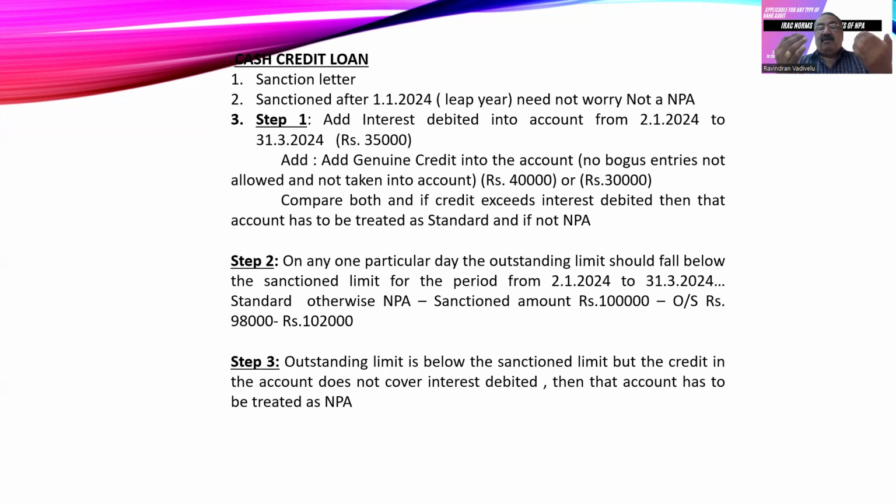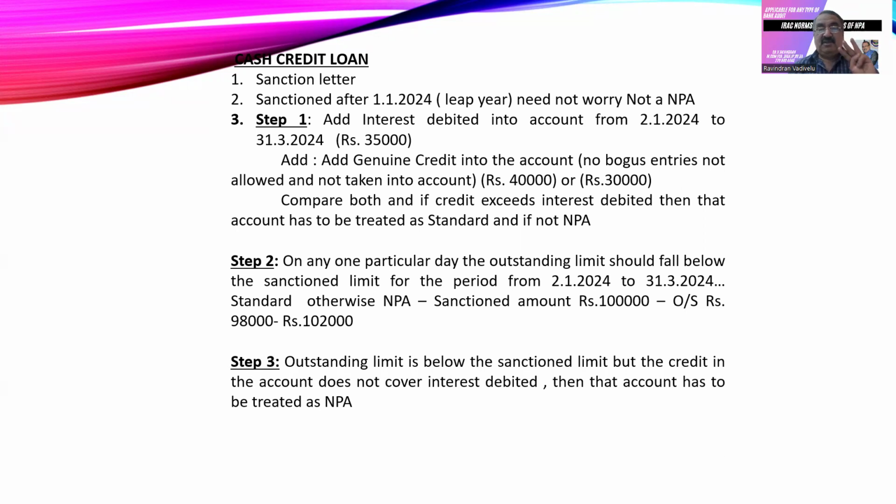Again, you have to add all the interest debited into the account from 2/1/24 to 31/3/24. Go to the credit side, add the credits, and compare. If the amount paid exceeds the interest, then everything is serviced, and that account has to be treated as standard.